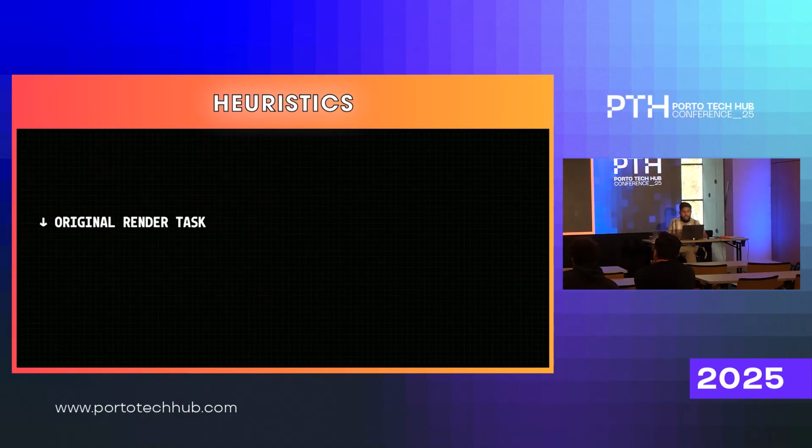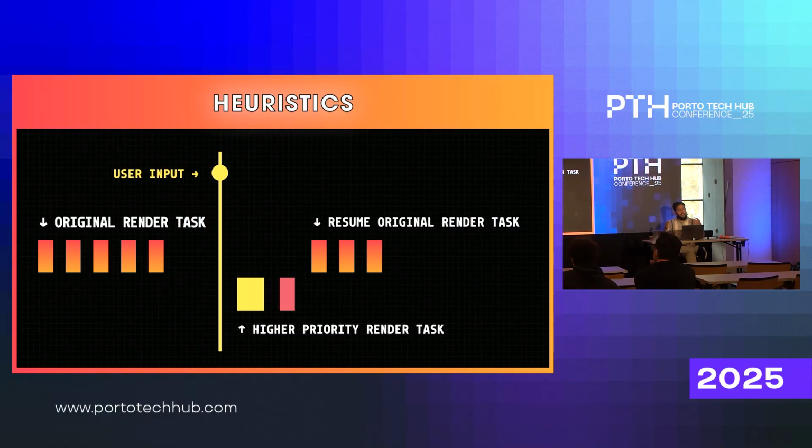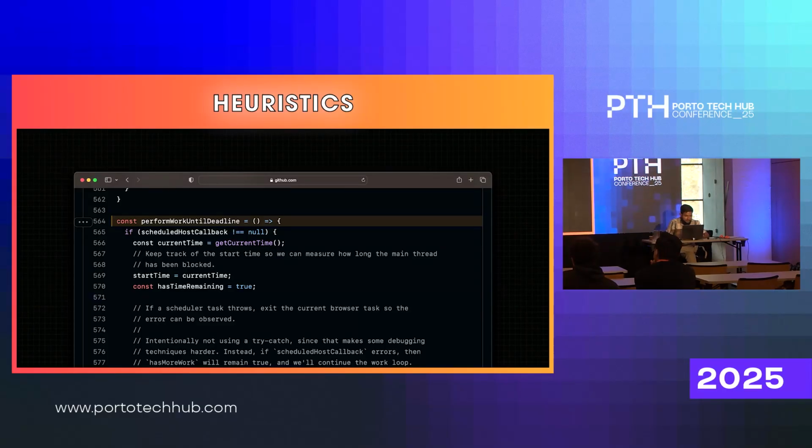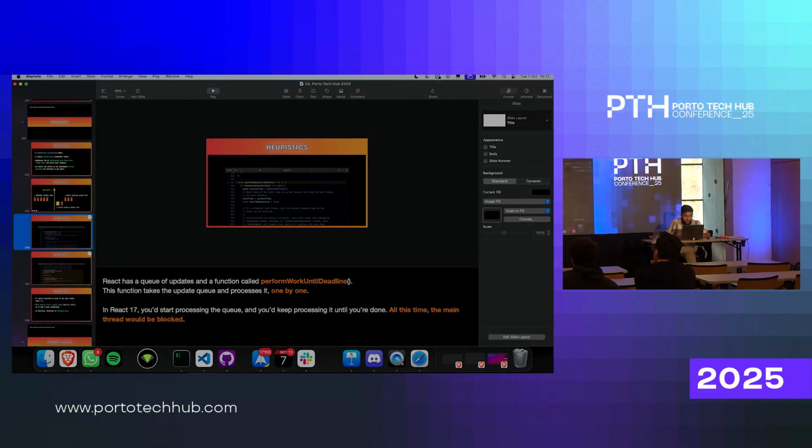What React does is basically this. Let's say you have this original render task, then you get some user input. That's also the same thing that happened in our example. Because it's user input, it has higher priority, so it happens right away. But then the scheduler of React, as soon as it can, interleaves back with the original render task. And the magic here, let me show you.